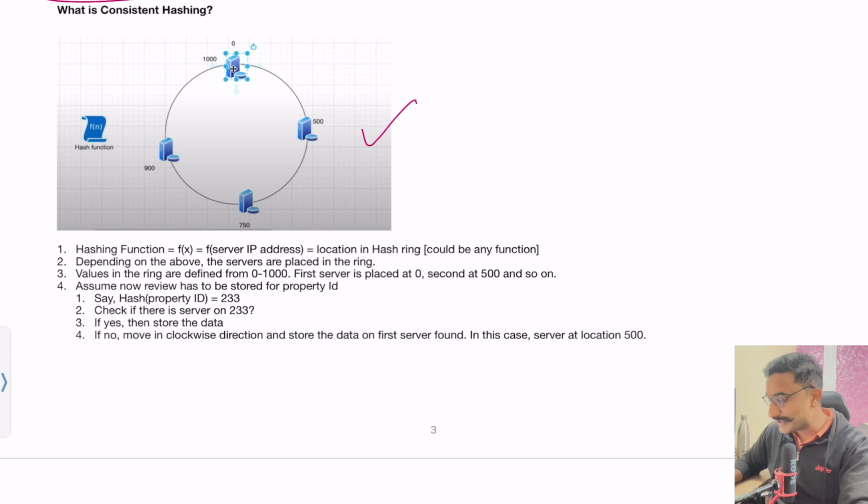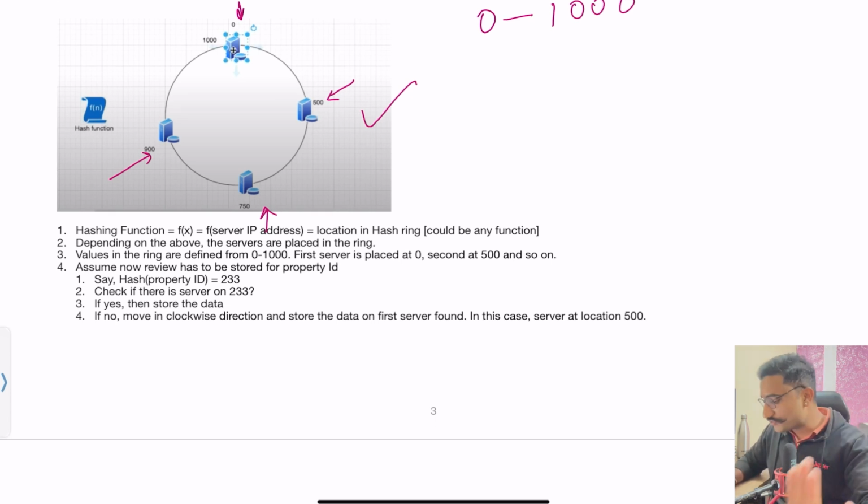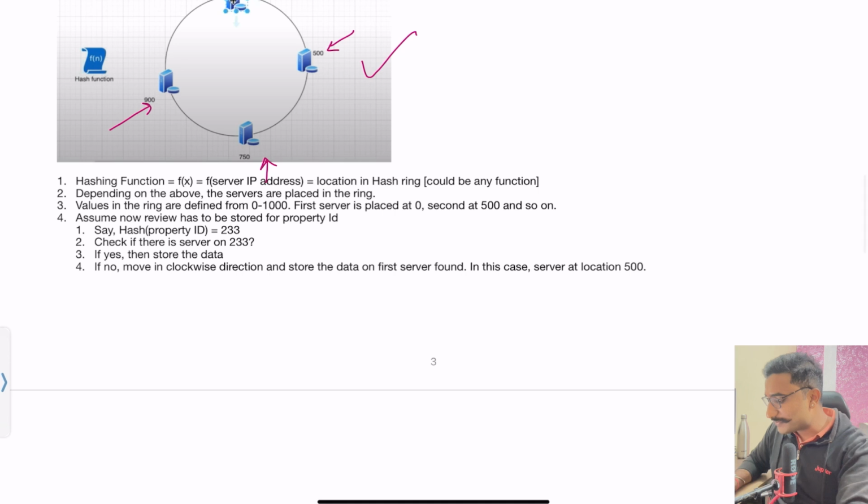So you have 4 servers in place and you have your range divided into 0 to 1000. How have you placed the servers? You have the first server placed at 0, second server placed at 500, third server placed at 750, and then your fourth server is placed at 900. How will you store the data? Once your servers are placed, you can also place the servers depending on some hash function. One example is that you take the IP of the server and pass it to your hash function, and depending on whatever location you get, you assign that location to that server.